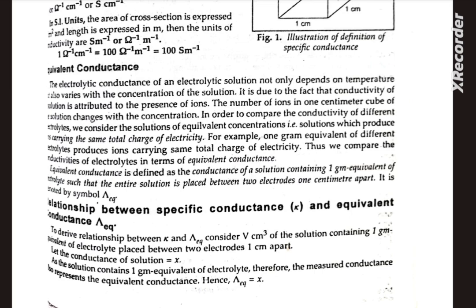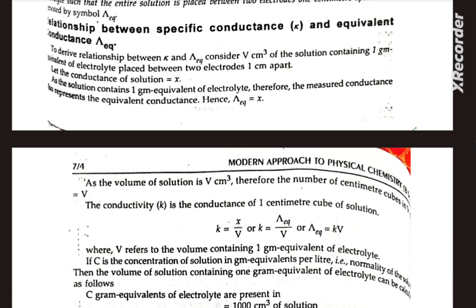Relationship between specific conductance kappa and equivalent conductance lambda equivalent. To derive the relationship between kappa and lambda equivalent, consider V centimeter cube of solution containing 1 gram equivalent of electrolyte placed between two electrodes 1 centimeter apart. Let the conductance of the solution be X. As the solution contains 1 gram equivalent of the electrolyte, the measured conductance also represents the equivalent conductance. Hence, lambda equivalent is equal to X.